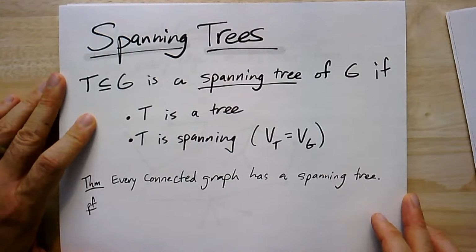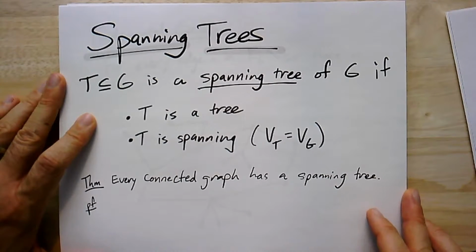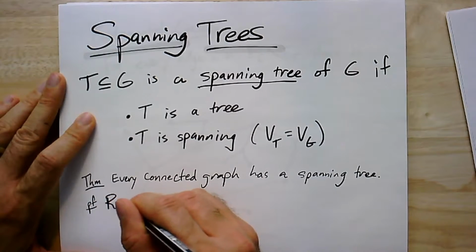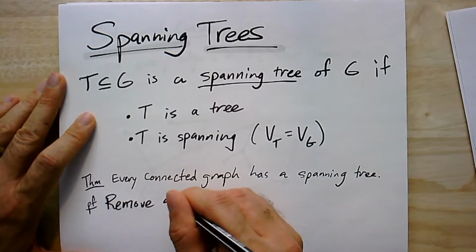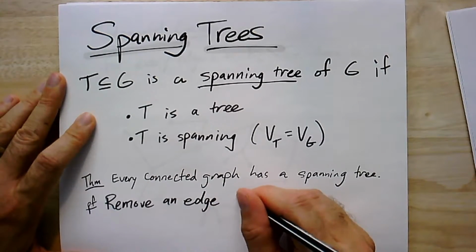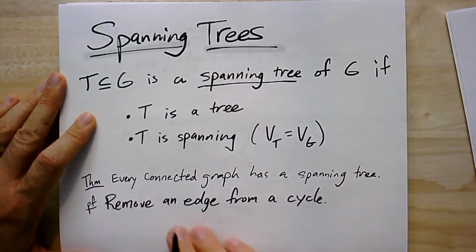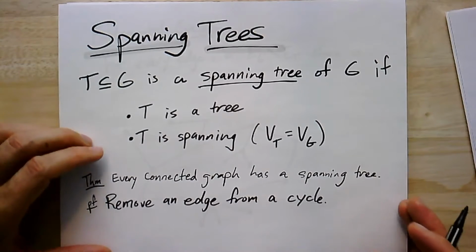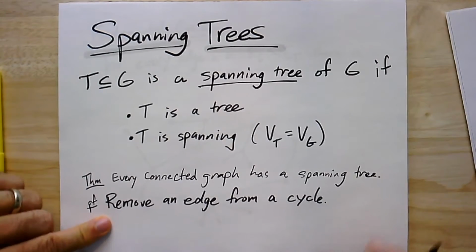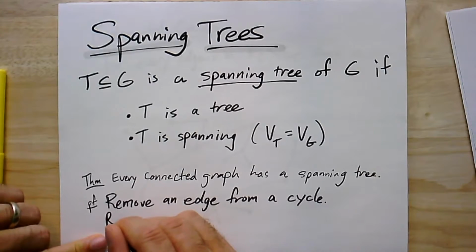This is not too hard to find. In fact, if you take the graph, there's a simple algorithm you could use to find the spanning tree. Like, for instance, you could do the following. Remove an edge, that is, if it's not already a spanning tree. Remove an edge from a cycle. Right, so you start with the graph itself, which is a spanning subgraph of itself. And if it's not already a tree, then it has a cycle and you remove some edge from a cycle. The result is still connected.